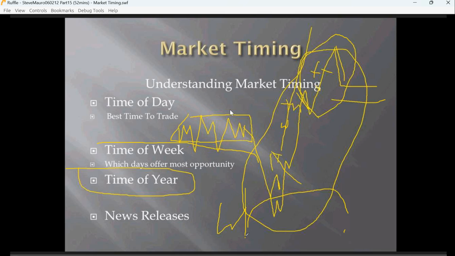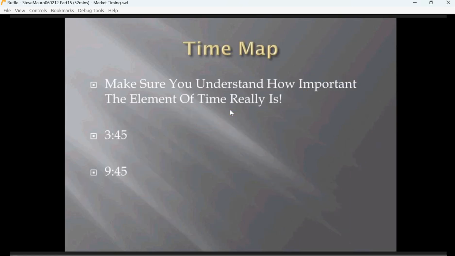All right. Time mapping. I'm not going to write all the times out again. You can go back and review the recording, but you understand generally the session times based on New York. Time mapping is very important to do with your broker.